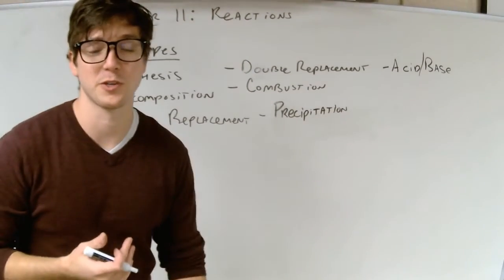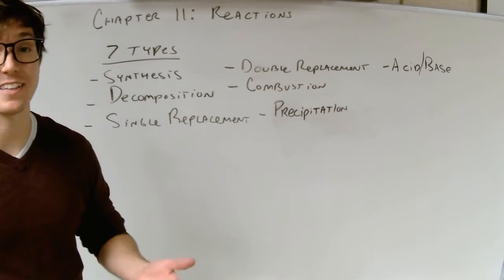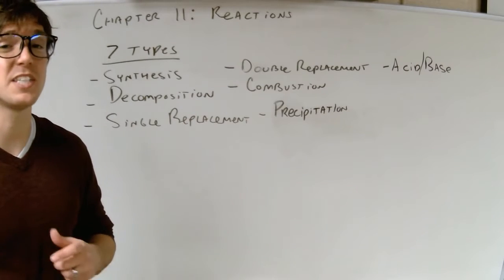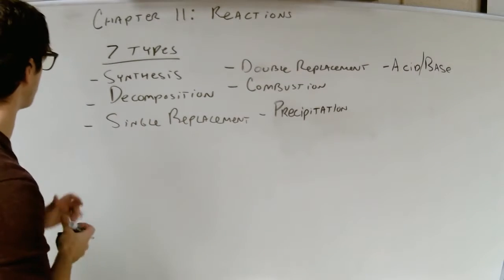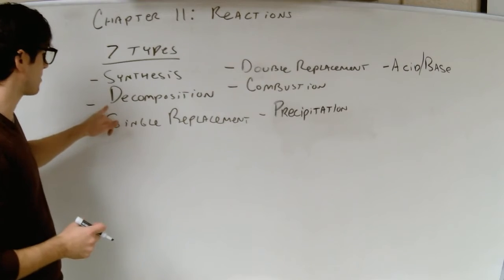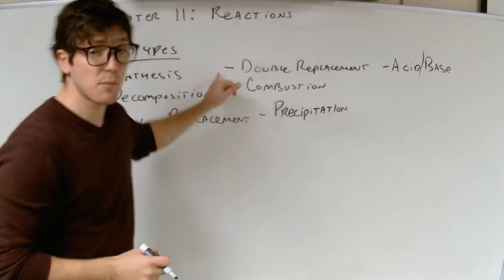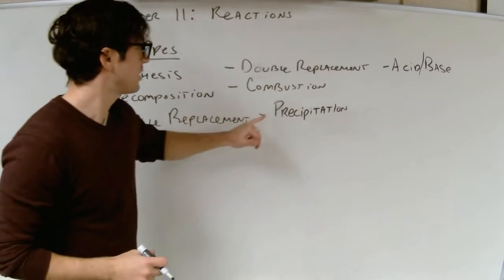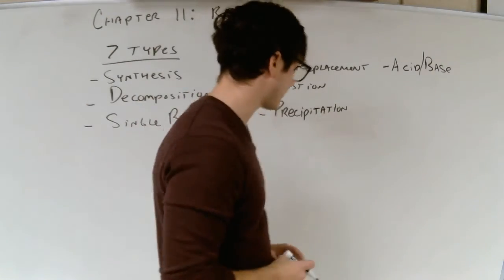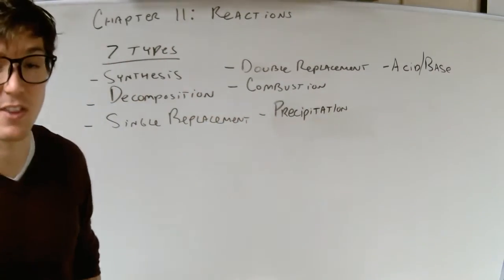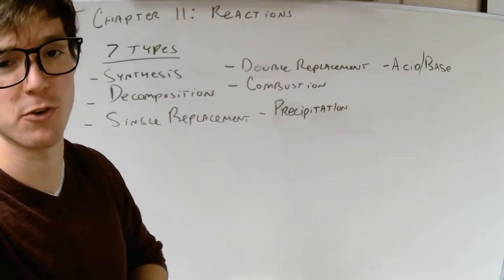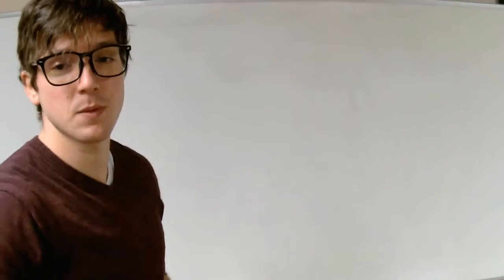So hopefully you enjoyed those reactions. Now let's get into classifying those reactions. So we're going to be dealing with 7 types today: synthesis, decomposition, single replacement, double replacement, combustion, precipitation, and acid base. And you'll be able to identify those in no time. So let's focus on our first one, synthesis.